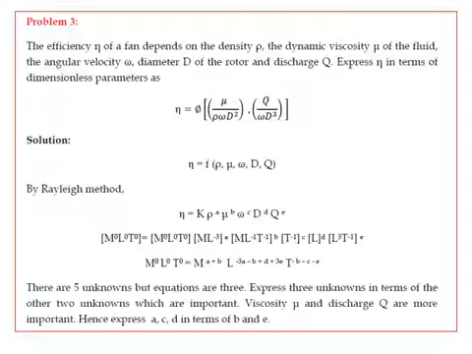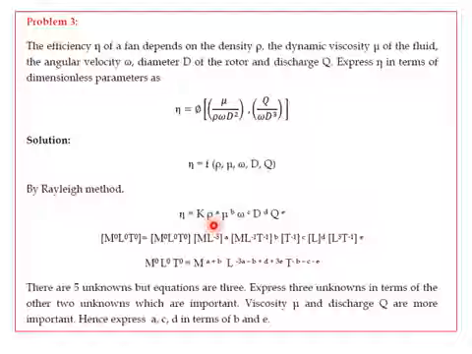Now the efficiency eta of a fan depends on the density rho, dynamic viscosity mu of the fluid, angular velocity omega, diameter D of the rotor, and discharge Q. We have to express efficiency as a function of mu by rho omega D square, and Q by omega D cube. So now eta is a function of rho, dynamic viscosity mu, angular velocity omega, diameter D, and discharge Q.